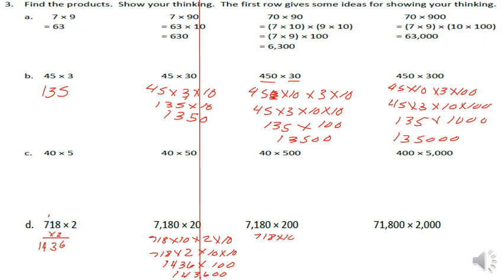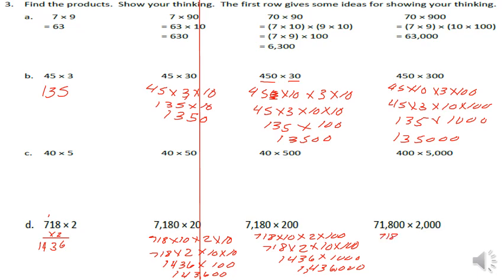718 times 10 times 2 times 100, which gives us 718 times 2 times 10 times 100, which gives us 1,436 times 1,000, which gives us 1,436. Our last problem, remember all we're doing is decomposing them into multiples of 10.